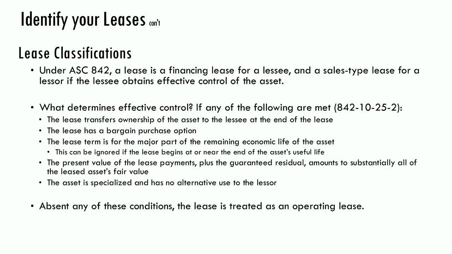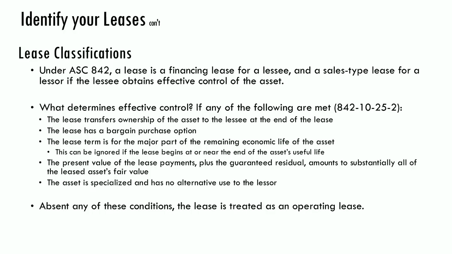The lease has a bargain purchase option, something with a $1 buyout or a very low dollar buyout would be considered there. The lease is for the major part of the remaining economic life of the asset. The present value of the lease payments plus any guaranteed residuals amounts to substantially all of the leased asset's fair value, or the asset is so specialized that it has no alternative lease or use to the lessor. If any of these conditions are met, then it is a financing lease for a lessee, a sales type lease for a lessor. Absent any of these, it's an operating lease for either party.